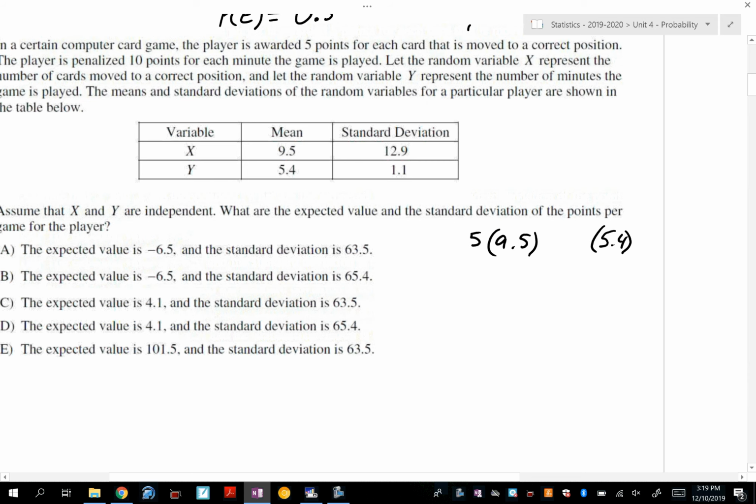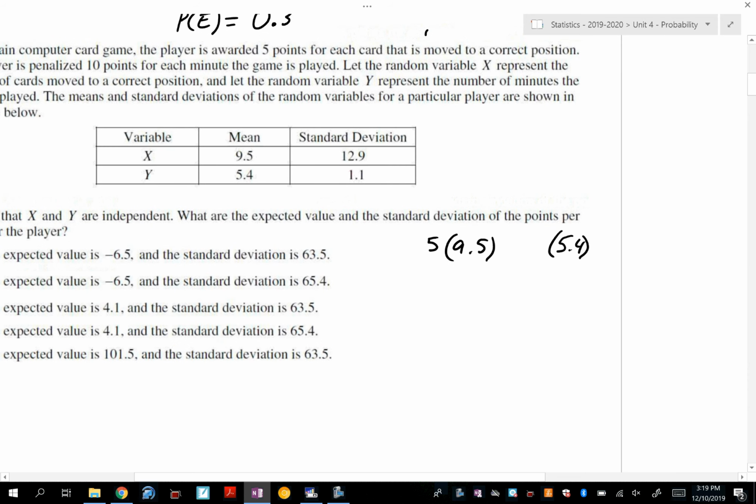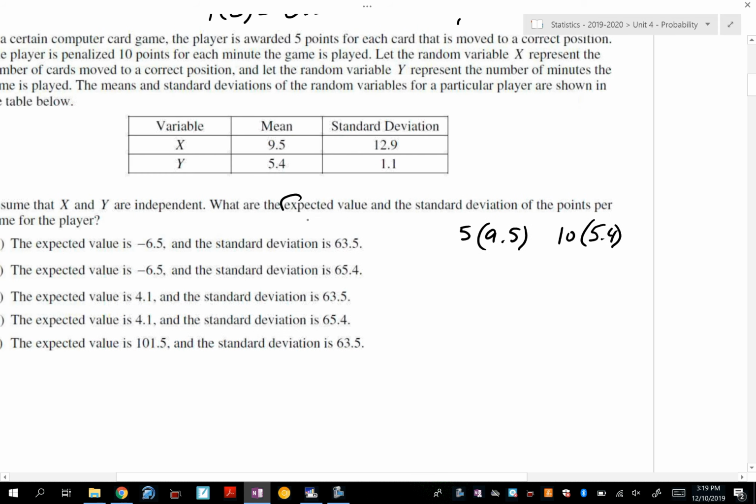Nope, not both by 5. Sorry. Just the 9.5 by 5 and the 5.4 by 10. I apologize. Yes, so you get 5 points for the random variable x. That's when they're moving the cards in the right spot. And they get penalized 10 points for taking more time. Okay? And it says here the expected value.